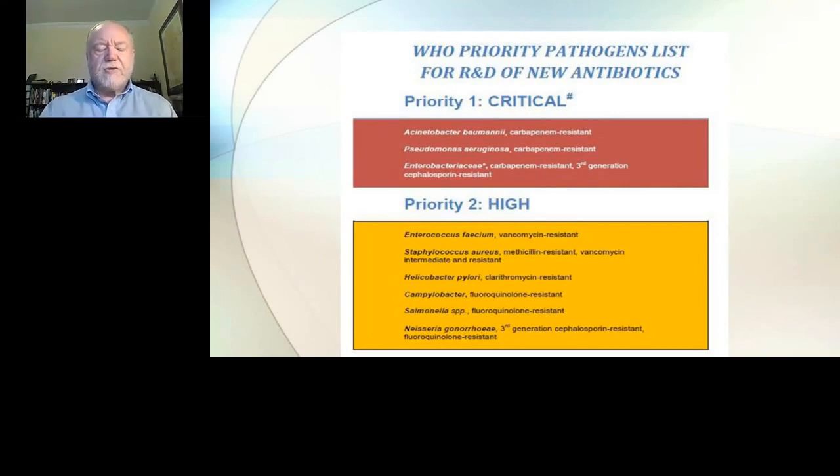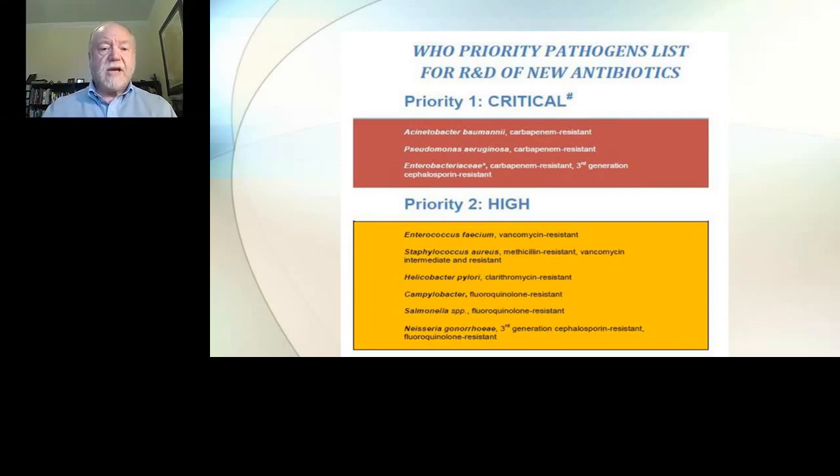So, in terms of talking about control, the World Health Organization earlier on in 2017 actually issued what they call the priority pathogens list, and they broke them into critical, high and medium priorities. I've only shown you the critical and high here because I think that's where the bulk of the effort is really being focused at the present.